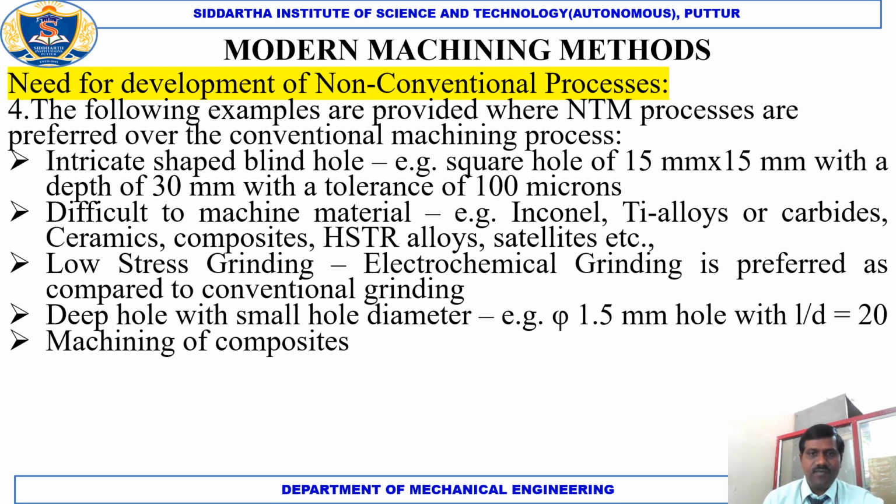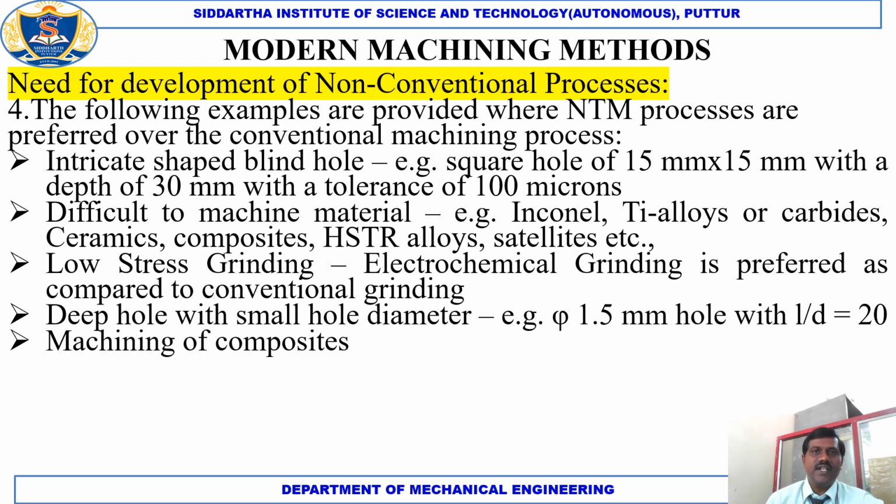And low stress grinding. Electrochemical grinding is preferred compared to conventional grinding. In conventional grinding, there is direct contact between the tool and workpiece. Because of this direct contact, a very high temperature is developed because of friction, and because of this temperature the tool or workpiece properties may change. But in electrochemical grinding, that much temperature or friction is not developed, so without any change in the properties of the workpiece or tool materials, we can cut any shape without any problems.